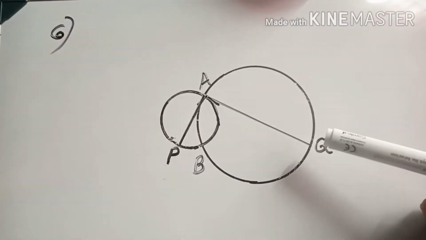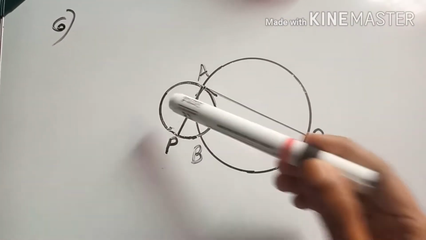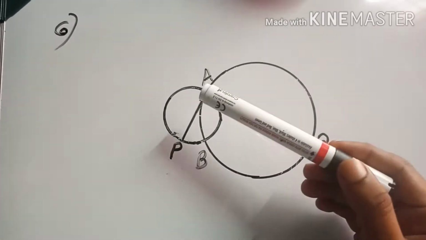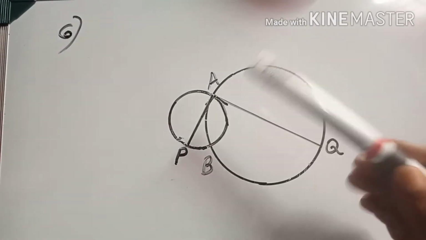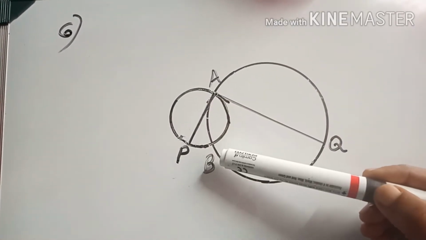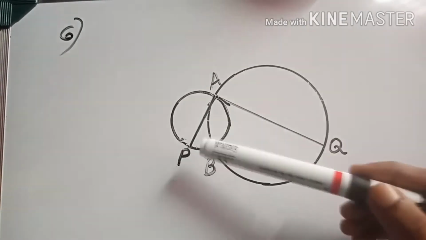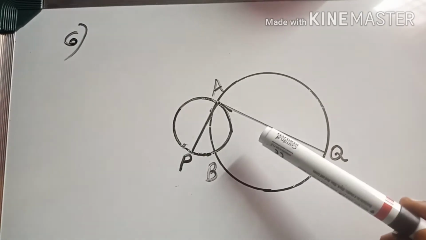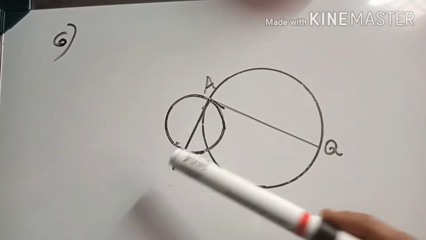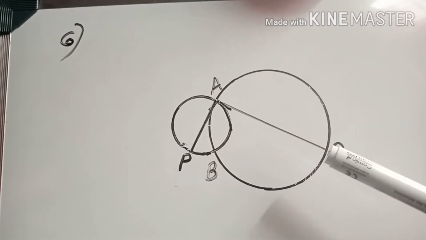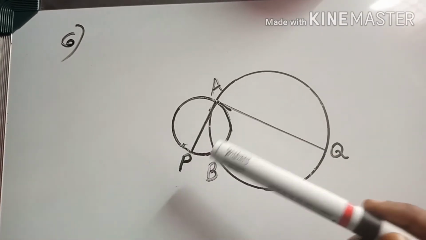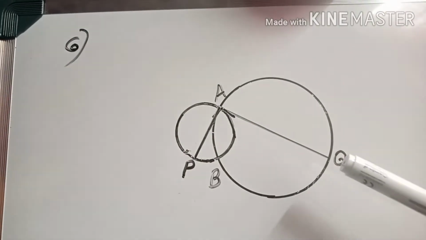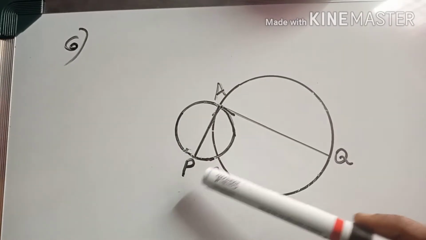This is the rough figure given in the question. Okay, two circles, one small circle and one large circle. These two circles are crossing each other at the point A and the point B. And AP and AQ, these two are the diameters. In the question it is given that P and Q are the ends of the diameters of these two circles from the point A. So AP and AQ are the diameters and A and B are the crossing points.